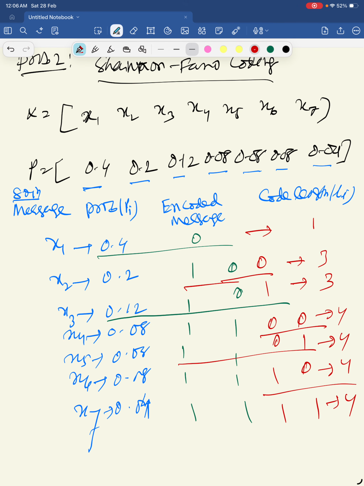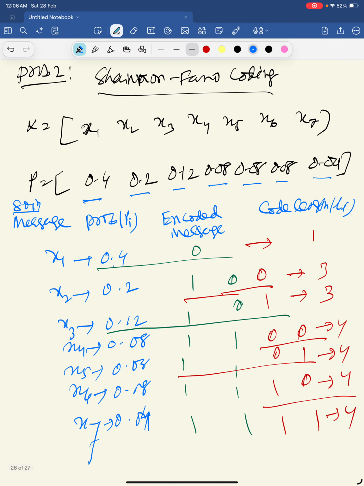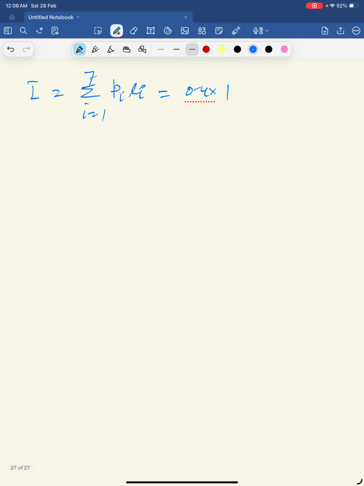Okay, so now we will go for calculating the average chord length, that is L bar. L bar is equal to the summation over i is equal to 1 to 7, because there are 7 probabilities, of Pi Li. So P1 L1: 0.4 is the probability and the length is 1; then 0.2 with length 3, 0.12 with length 3, like this we will make the average chord length.